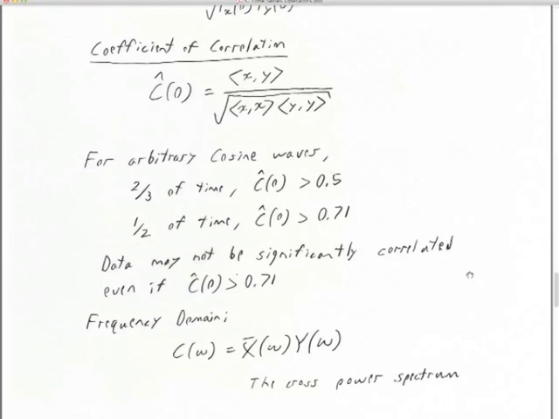It could be 0.5, it could be 0.9999. Okay, it could be a 0.9 kind of coefficient of correlation that you need to actually indicate something important. You've got to assess that.